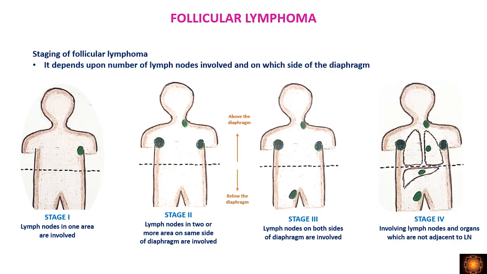Now coming to the staging of follicular lymphoma, it depends upon how many lymph nodal areas are involved. If it is a single lymph nodal area, then it is stage 1. If there are multiple lymph nodal areas on one side of the diaphragm, then it is stage 2. If you have multiple lymph nodal areas involved on both sides of the diaphragm, it is stage 3. And if these tumor cells are involving the organs along with the lymph nodal areas, then it becomes stage 4. So as the stage increases, the prognosis is worse.